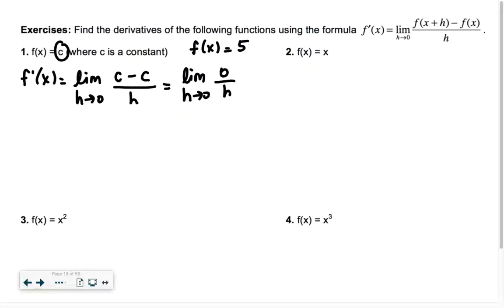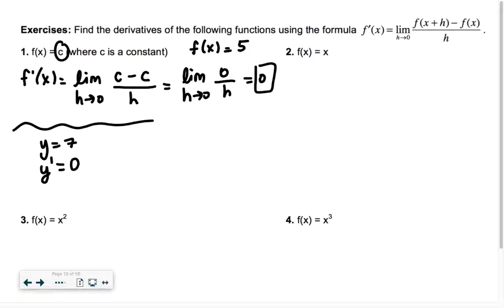What's the answer? 0. I know. Everybody in the first class was saying undefined because it's 0 over 0. It's actually 0, because remember, h goes to 0, it doesn't actually have to equal 0. If I plug in 0.1, 0.01, 0.001, it's still just 0 over that number, so it's still just 0. What we just showed is the derivative of a constant. If I have y equals 7, its derivative would be 0. That's what we just showed.